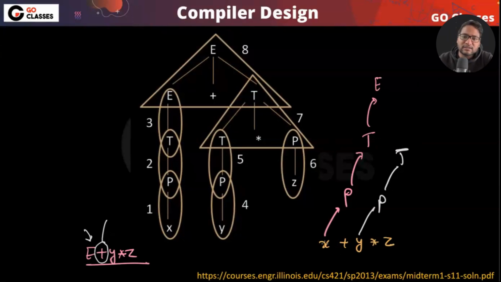It might be saying that this x, let me reduce to e. Then it might say, okay, plus, let's not do anything. Then, let me reduce to p, then to t. Then it will say, okay, let me stop here. Then into, let me not do anything. Then, let me reduce to p.